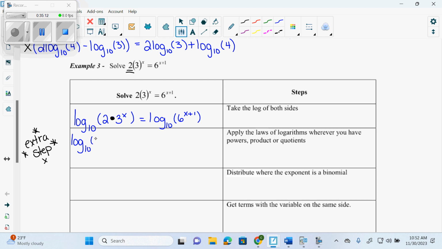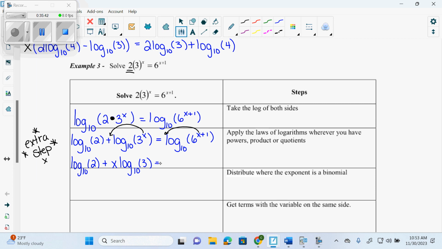So log base 10 of 2 plus log base 10 of 3 to the x equals log base 10 of 6 to the x plus 1. And then I do all the exact same steps. I drop my exponent in front. Now I'm back to every single same step I had before. This one just goes along for the ride now. Log base 10 of 2 plus x log base 10 of 3 equals x plus 1 in brackets log base 10 of 6.